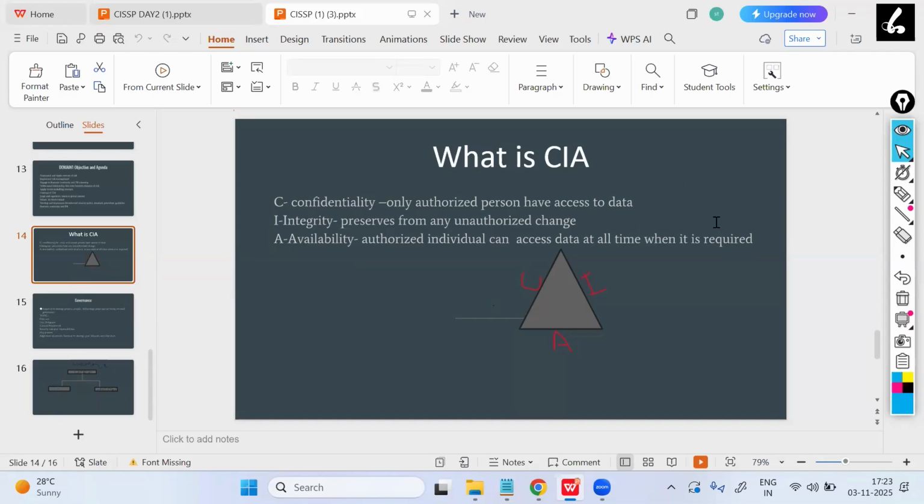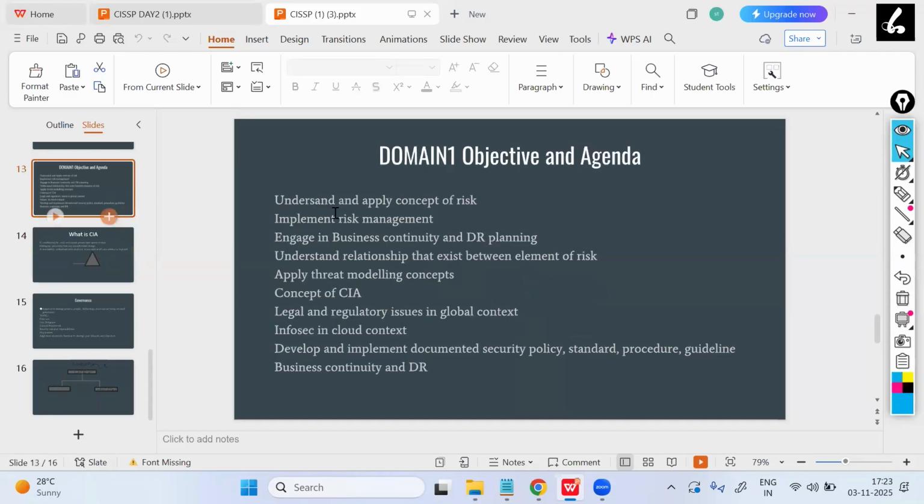So the domain one is security and risk management. How to secure any organization, what should be the risk management approaches, how the risk management should be done in an organization, and what are the different components to that. So we will see what are the concepts of the risk, how risk management is implemented, business continuity, disaster recovery planning, the concept of CIA, and all those things we are going to cover.